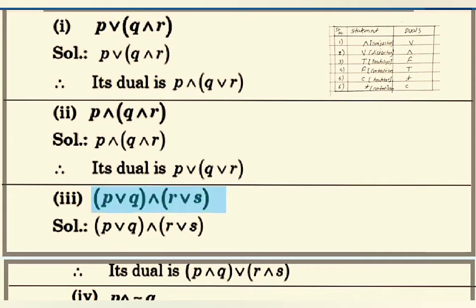Third is P or Q and R or S. First write down the statement as it is, and for its dual only the symbols change. This or is changed to and, this and is changed to or, and this or is changed to and, which gives P and Q or R and S.